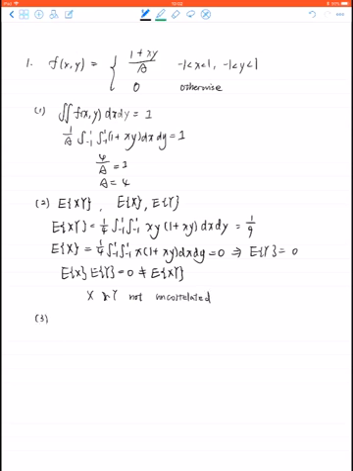Then question 3. Are X and Y independent? Since they are already correlated, they can never be independent. So X and Y are not independent as well.